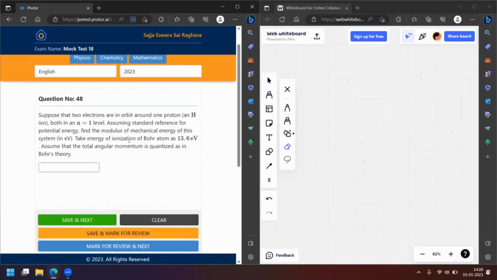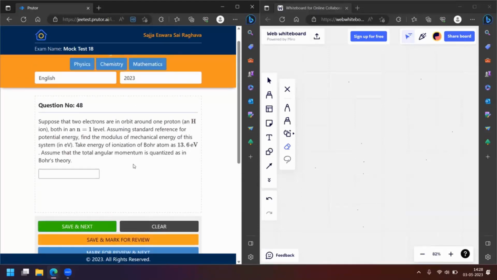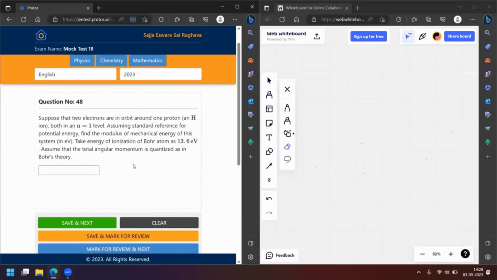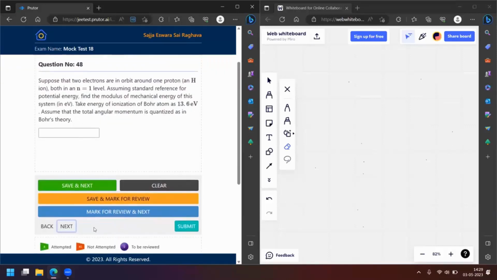Let's suppose that two electrons orbit around one proton. In the Bohr model, we know the total energy is equal to minus the kinetic energy, and the potential energy is minus 2 times the kinetic energy. Using the formula, given that 30.6 eV is the energy required for ionization, each orbit has 13.6 eV by n square as energy. So the mechanical energy can be found using the relation between the potential and kinetic energy.